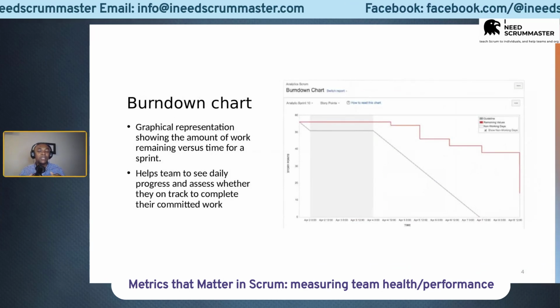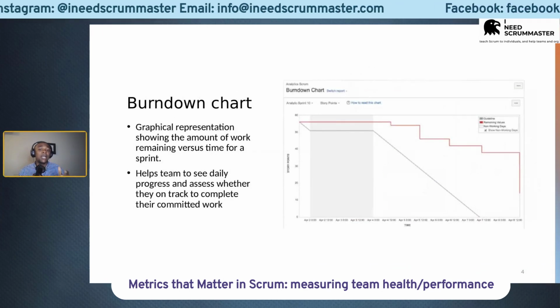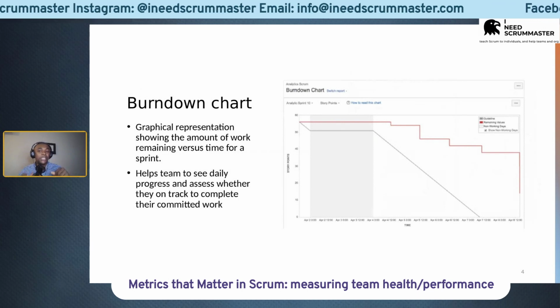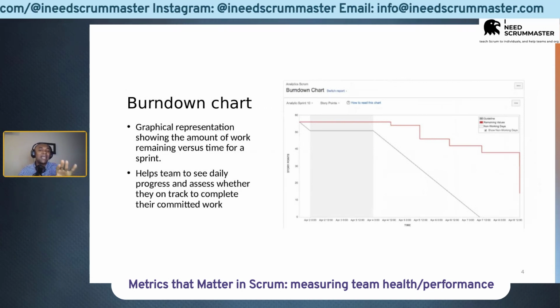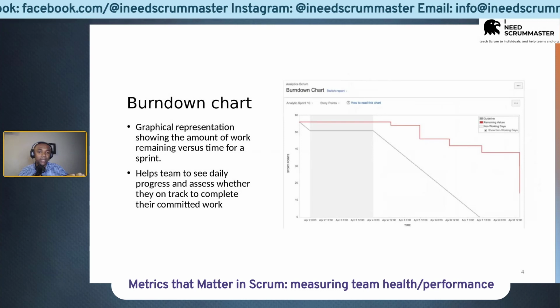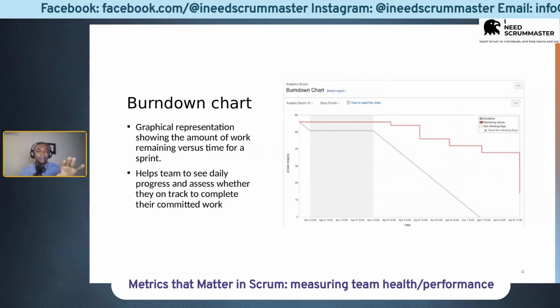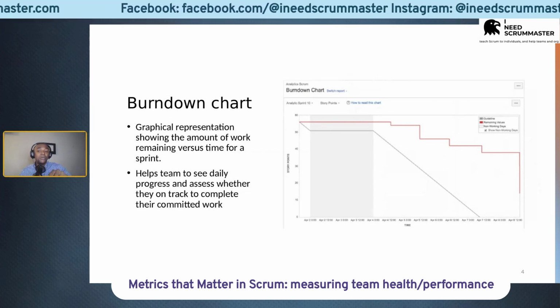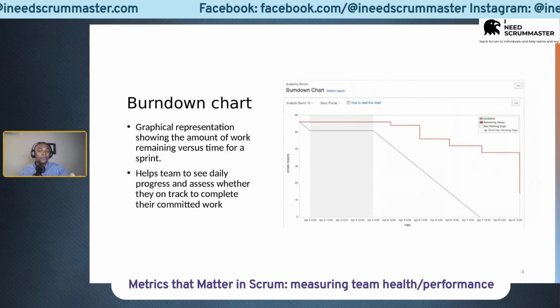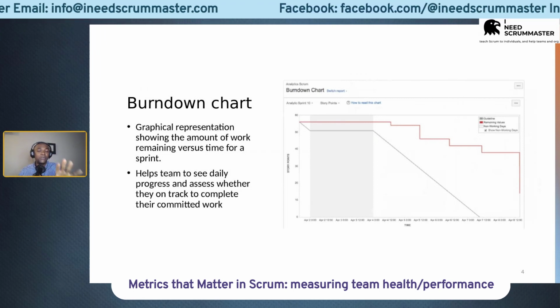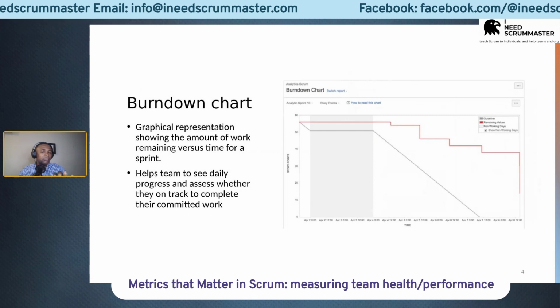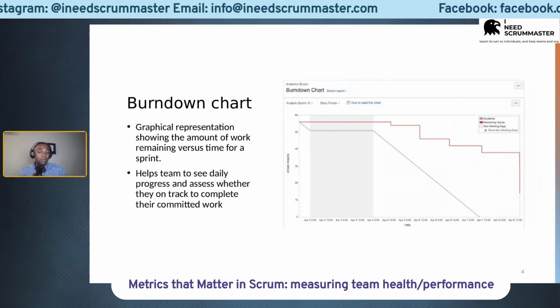Now, the second one, which is also very common, is the burn down chart. If you take a look at what I'm sharing with you here, it gives you an idea of what a burn down chart looks like. Okay. And I'm going to ask you, in your own opinion, do you think that this burn down chart burns well? Now, it's left for you to answer. I'm going to give you my own opinion.